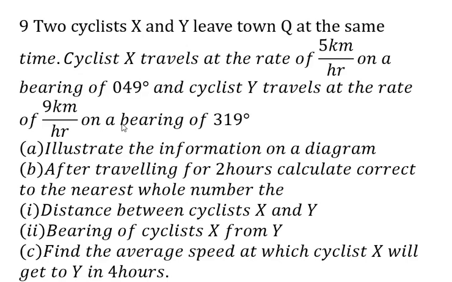After traveling for 2 hours, calculate correct to the nearest whole number the distance between cyclist S and Y, and the bearing of cyclist S from Y. Then C, find the average speed at which cyclist S will get to Y in 4 hours.